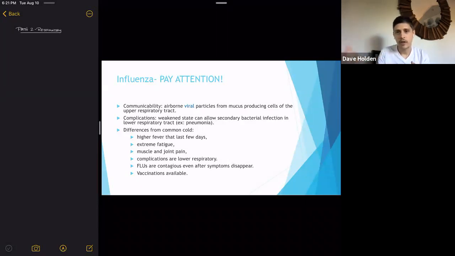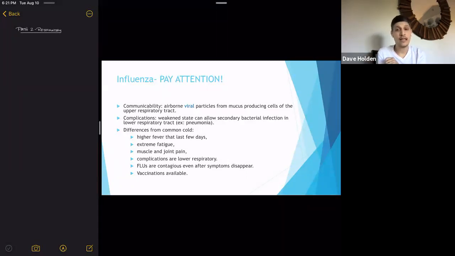Or bronchitis, or one of the other conditions. Pneumonia is pretty common though. But differences from the common cold, guys. Influenza, you have a much higher fever, usually of about 102, 103, and it lasts for a few days.